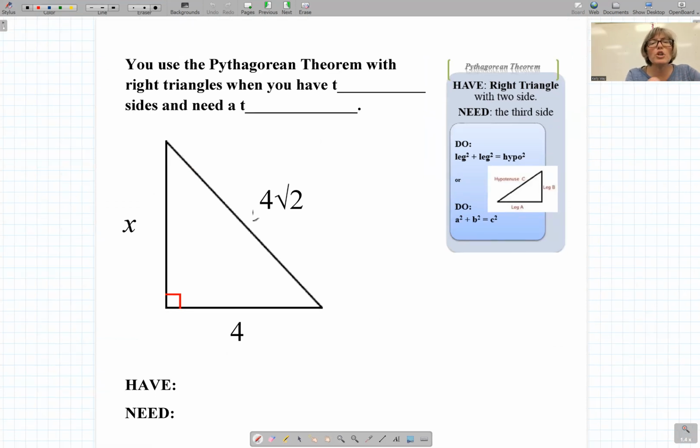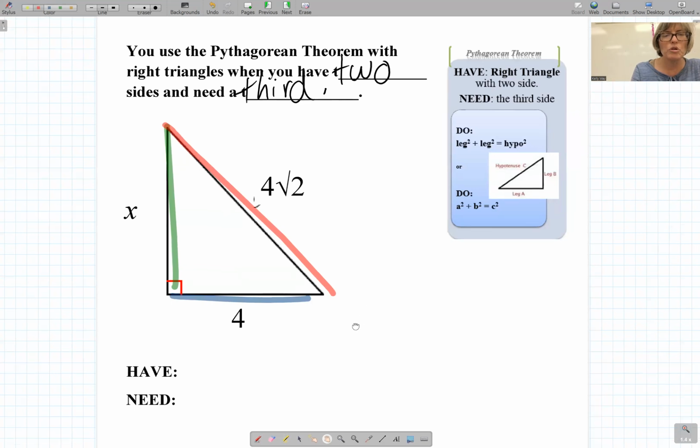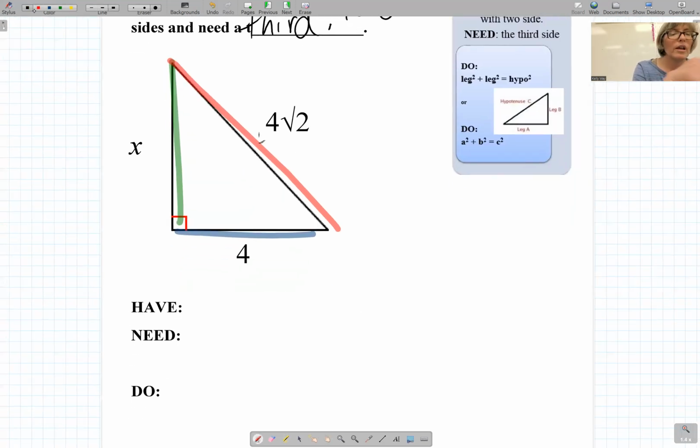All right, we're going to use the Pythagorean theorem when you have two sides and you need a third side. Have two sides, need third side, Pythag. So let's take a look at what we have here. We have one leg, our other leg is x, and our hypo is 4 root 2. We have two sides, and we need a third side.